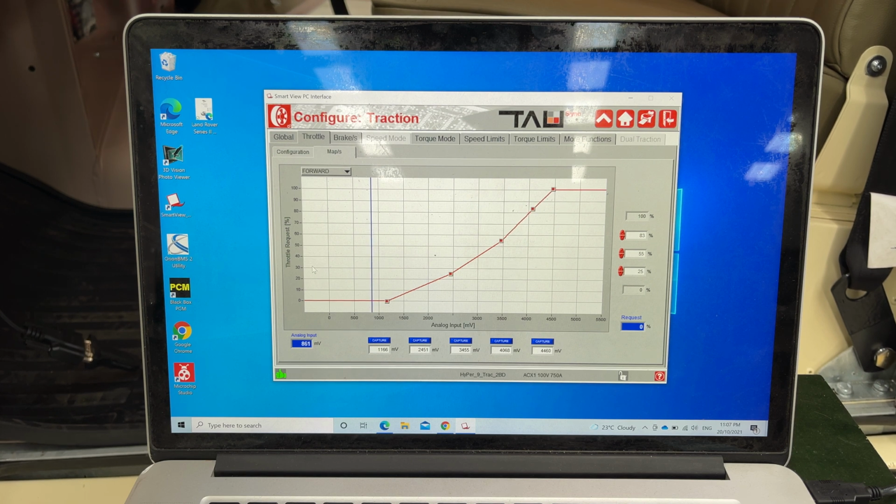I'm just going to check that's in neutral. And if I push the throttle, you'll be able to see that blue line move.